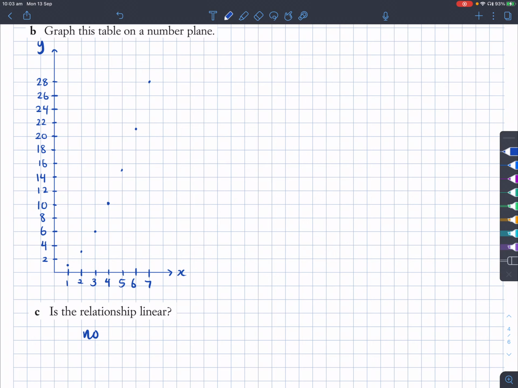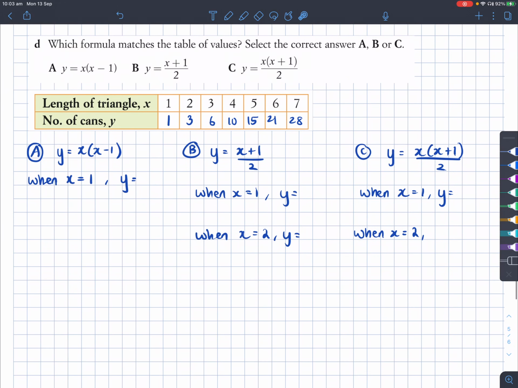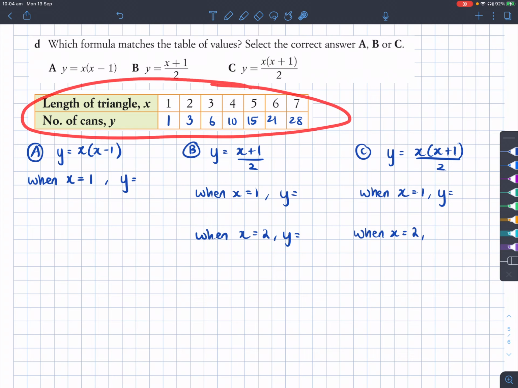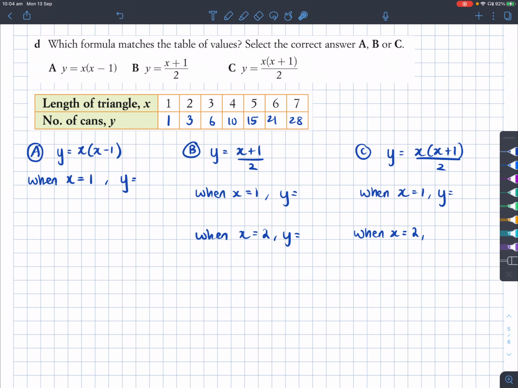So if it's not linear, is there an equation or formula that represents these dots? What formula would produce the values of y that will create this shape? Let's have a look. Part D is asking that. It's a multiple choice question. I have copied down my table from the previous questions, and one of these answers is correct and matches the table values.